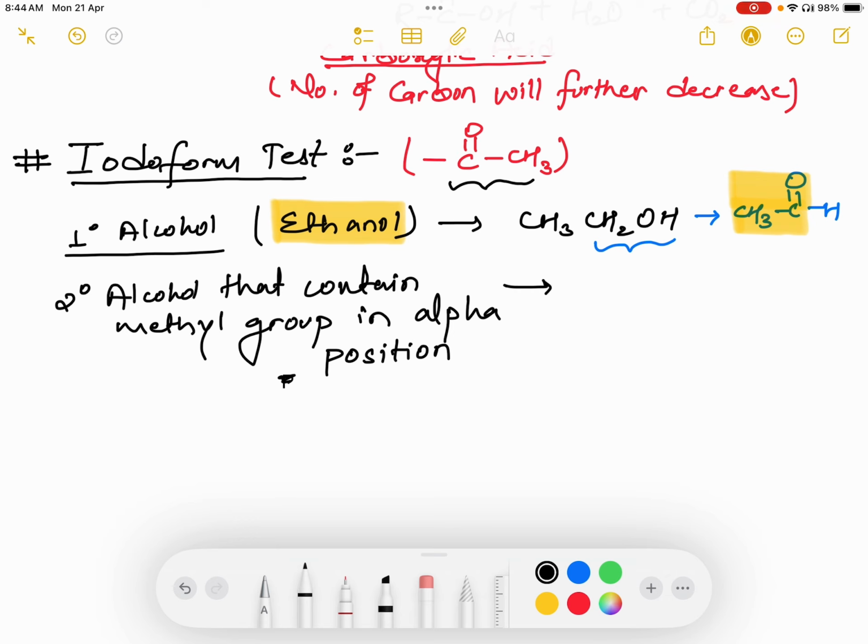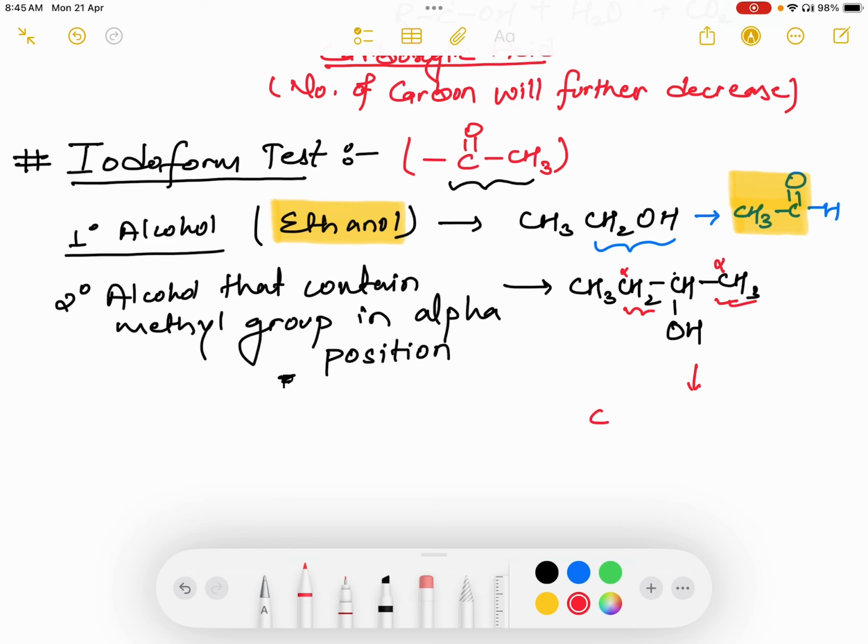So basically, if I have a secondary alcohol, CH3, CH2, CH, CH3, and here I have an OH group. So what is the alpha position for this carbon? This one is the alpha position, or you can say this one is the alpha position. Here this one is not a methyl group, but this is a methyl group. So how will it transform?